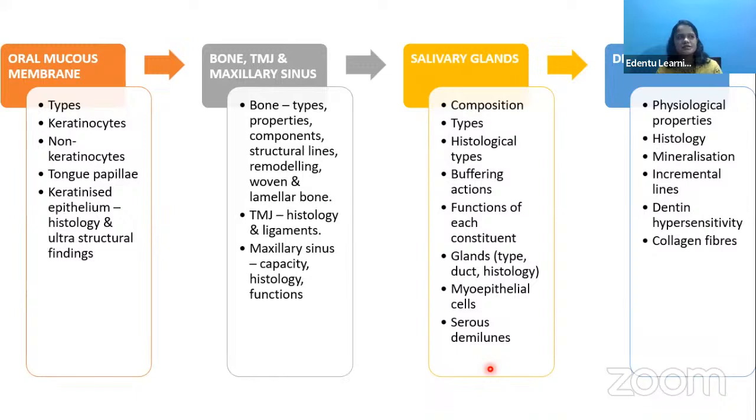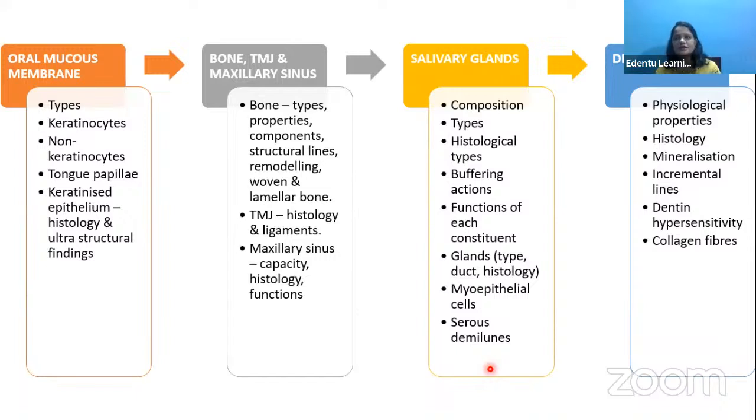Next is the non-keratinized epithelium. In the non-keratinized epithelium, again the three layers, the histology, and the main ultrastructural findings. And next, you should also study the non-keratinocytes, the dendritic cells, and the Merkel cells. Merkel cells is a frequently repeated topic. Merkel cells, Langerhans cells, dendritic cells and lymphocytes, all those things you should read thoroughly.